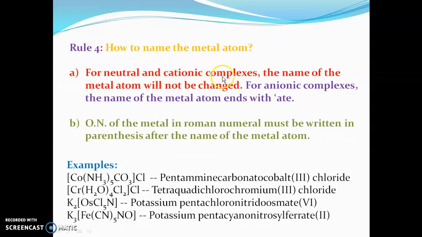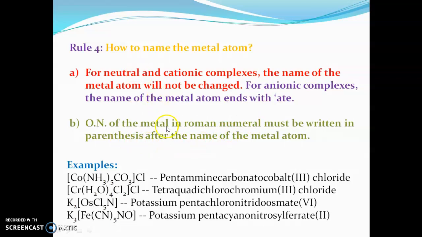For neutral and cationic complexes, the name of the metal atom will not be changed. For anionic complexes, the name of the metal atom ends with ate. Right? For neutral and cationic complexes, the name of the metal atom will be written as it is, without changing its name. For anionic complexes, the name of the metal atom ends with ate. After writing the name of the metal atom, we need to write the oxidation number of the metal atom in Roman numerals within parentheses. Right?